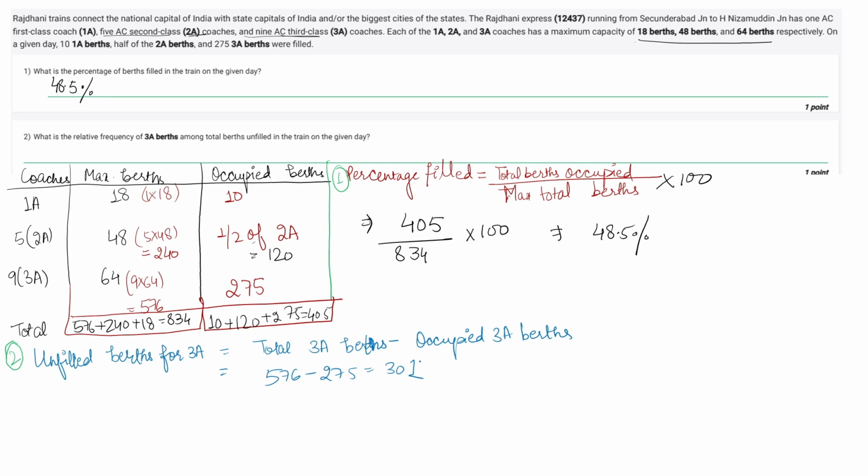Now total unfilled berths is equal to the total berths minus the total filled berths.